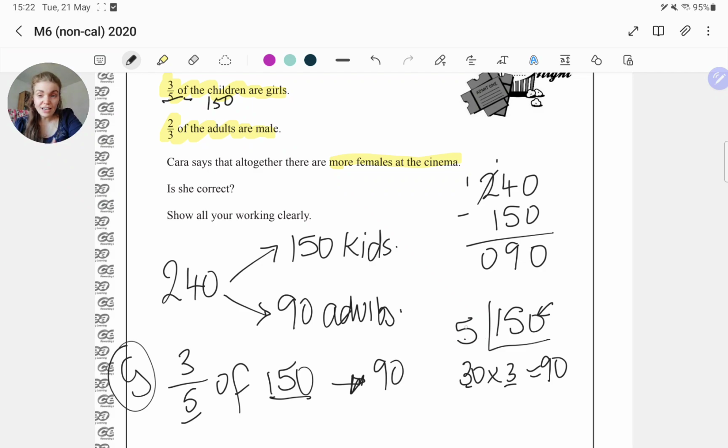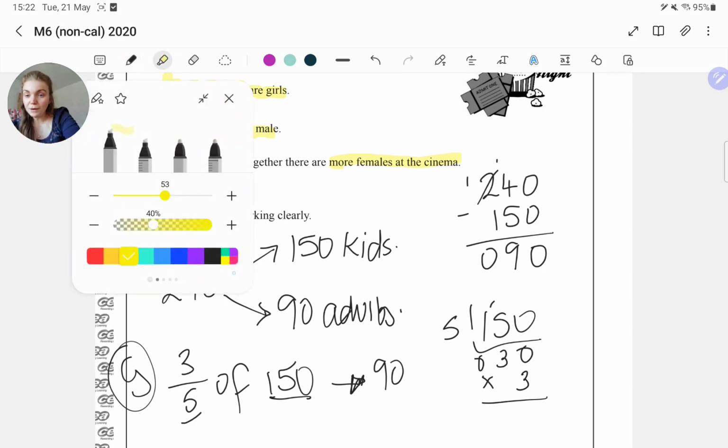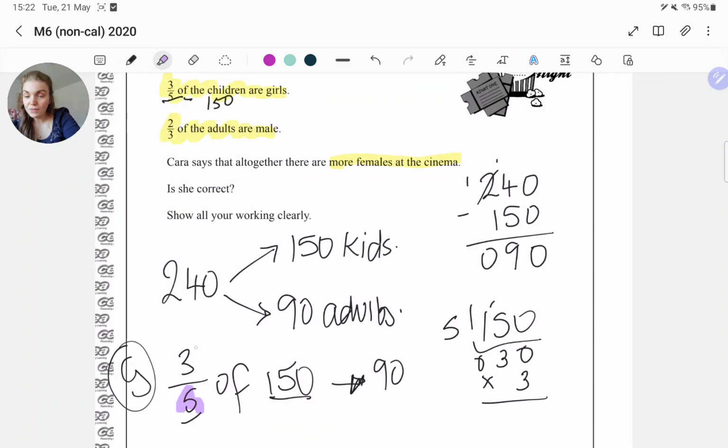Or if you don't see that, you can just multiply out the sums long ways. And we can do 150 divided by 5. 5 into 1 doesn't go, 5 into 15 goes 3, and 5 into nothing is nothing, times by the 3 in the top, because remember, we divide by the bottom and multiply by the top. 3 noughts are naught, 3 3s are 9. Doesn't matter how you get there, as long as you get there.